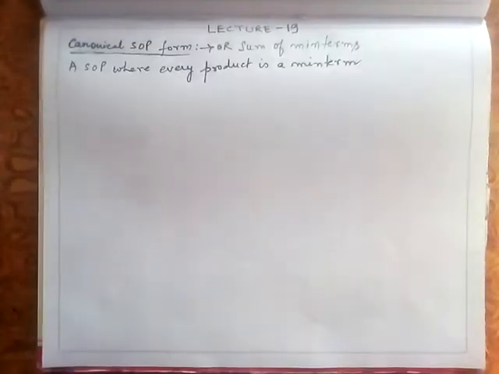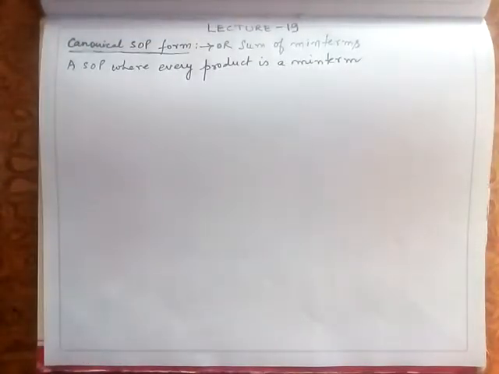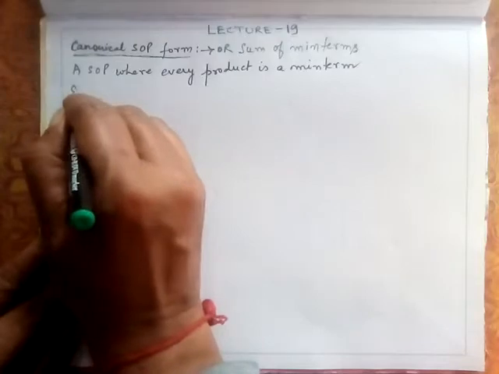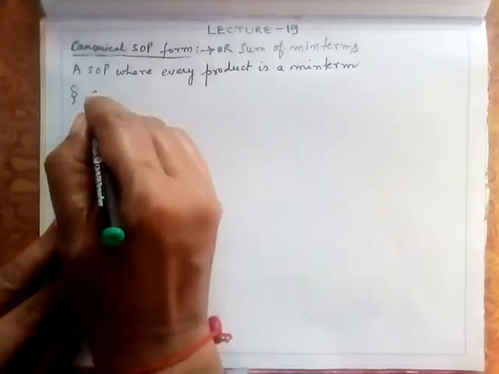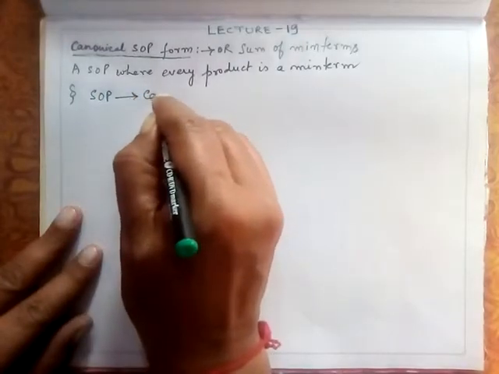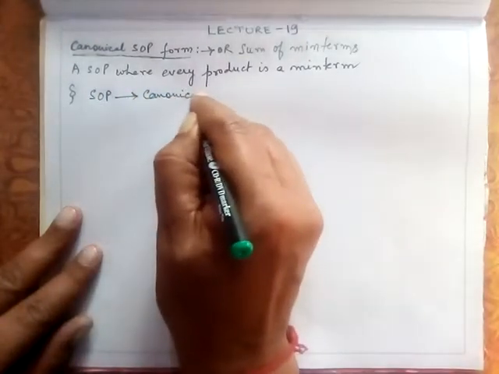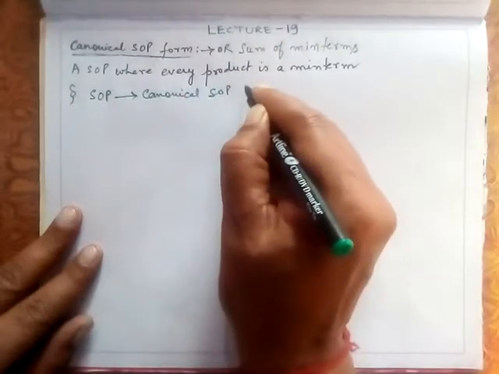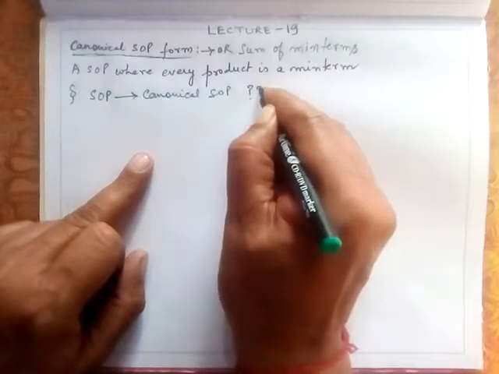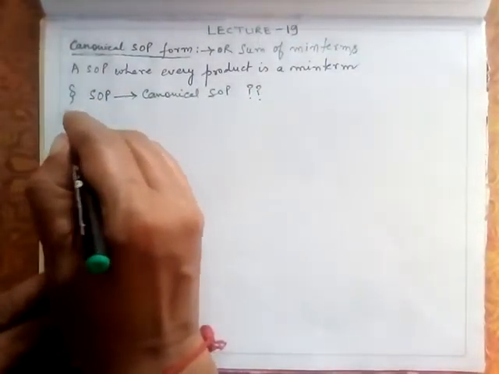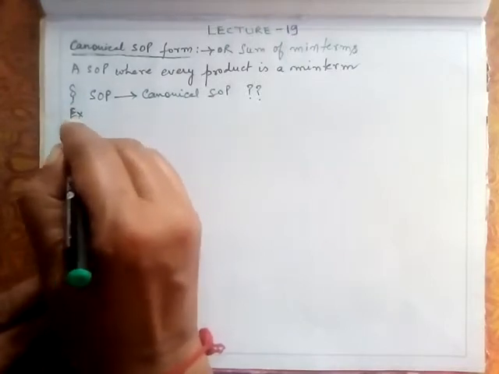Now how to convert a SOP form into a canonical SOP form, that I'll discuss now. That is next, let's treat as an example or an article how to convert a SOP form or a standard SOP form into a canonical SOP form. This is my target. How will I convert a SOP form into a canonical SOP form? I'll explain this with the help of an example here.